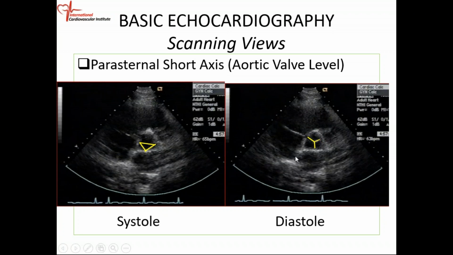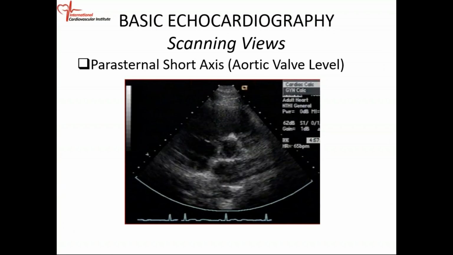The atrial septum usually abuts the non-coronary cusp of the aortic valve. So this is your non-coronary cusp. Then this would be the right coronary cusp, and this is the left coronary cusp. Okay. Again, short axis at the level of the aorta.